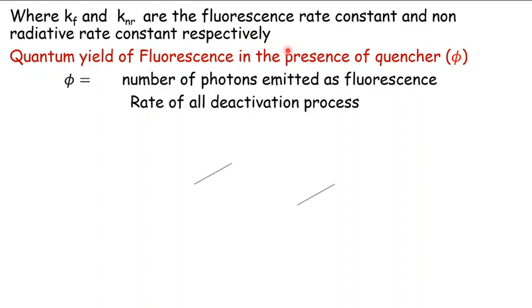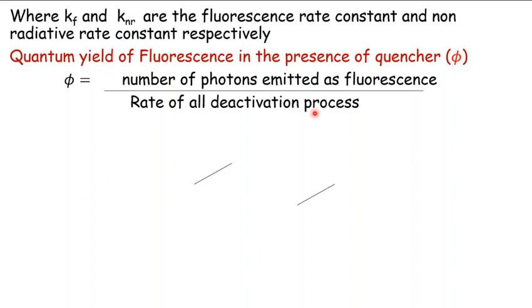Kf and Knr are the fluorescence rate constant and non-radiative rate constant respectively. So we are done with phi naught. Now we will find the quantum yield of fluorescence, phi, in the presence of quencher. Phi is again the number of photons emitted as fluorescence divided by the rate of all deactivation processes. But in this case, we have quencher as well.